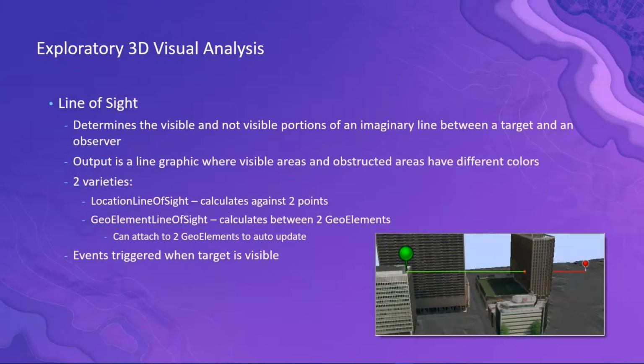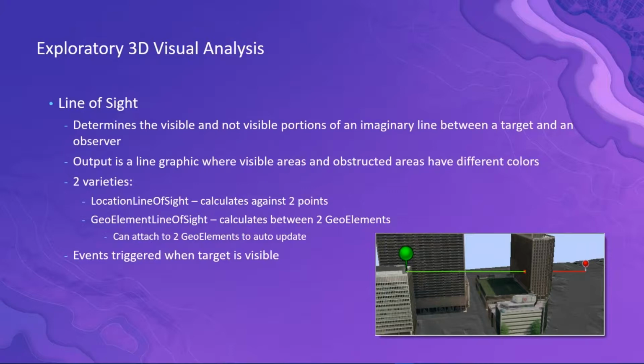So line of sight really gives you a visual indication of where an obstruction might occur on a sight line between two objects, between a target and an observer. So it shows you what the visible portion is and then what the non-visible portion is of that sight line. And then it displays it using different colors. We have two varieties of line of sight in the API. There's location line of sight and geoelement line of sight.